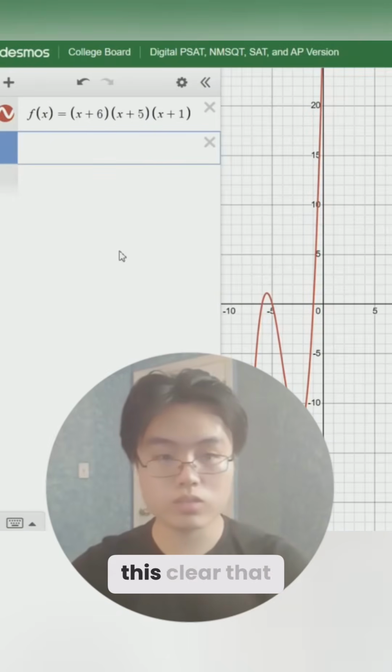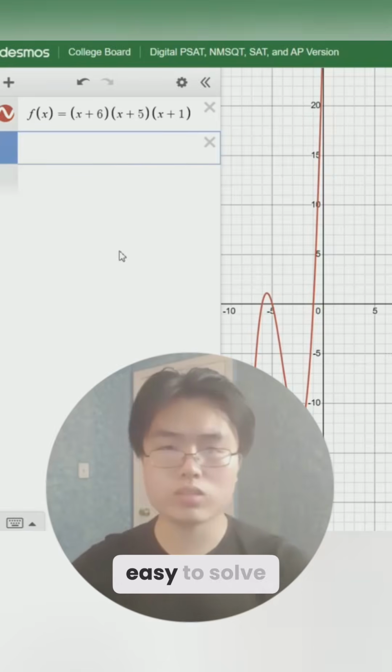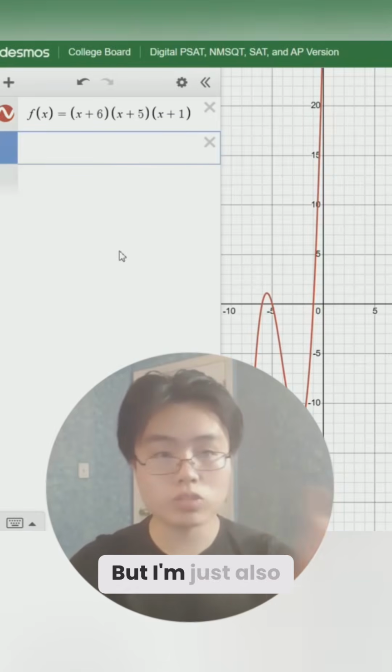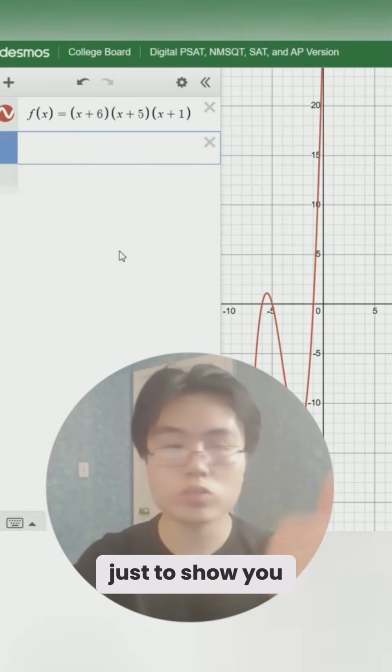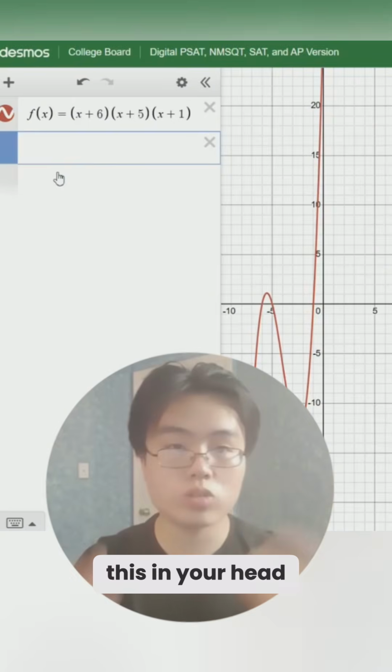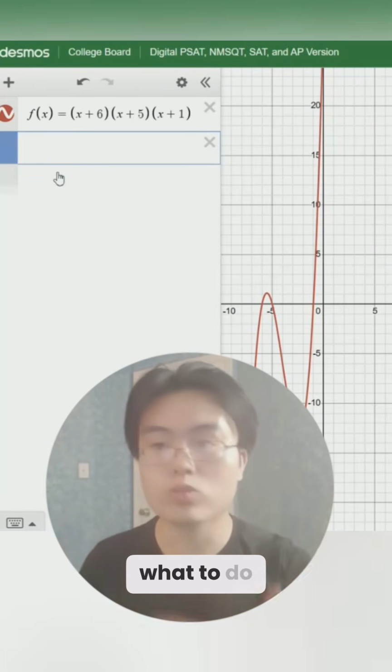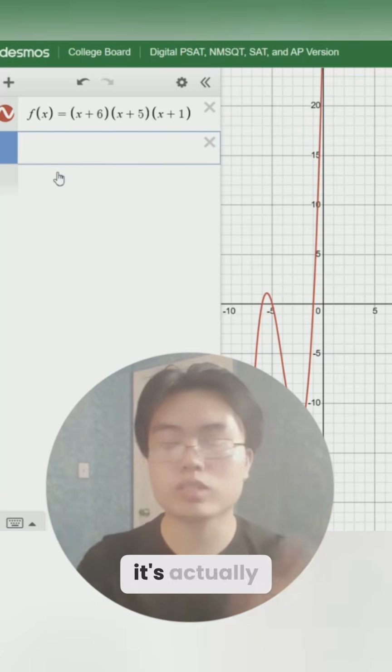I want to make this clear that this question is actually pretty easy to solve with algebra, but I'm going to solve this with Desmos too, just to show you. First of all, let's solve it with algebra. You can solve this in your head. The hard part is actually understanding what to do. But once you understand the question, it's actually pretty easy.